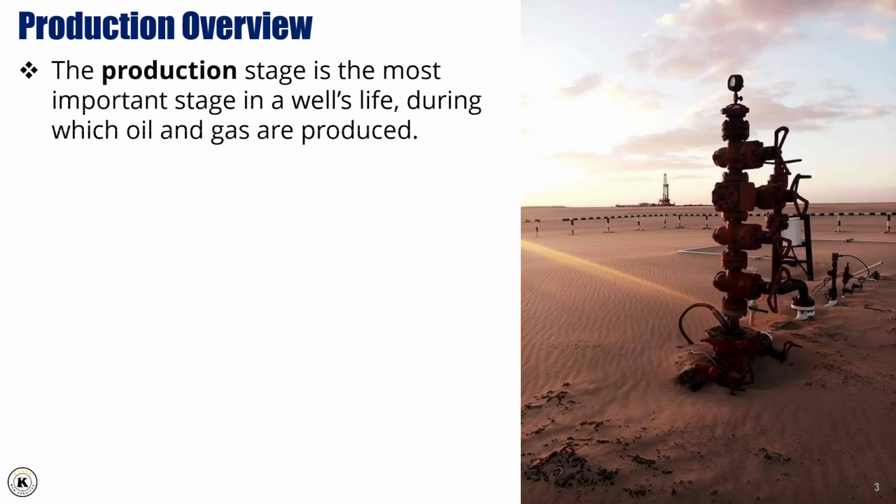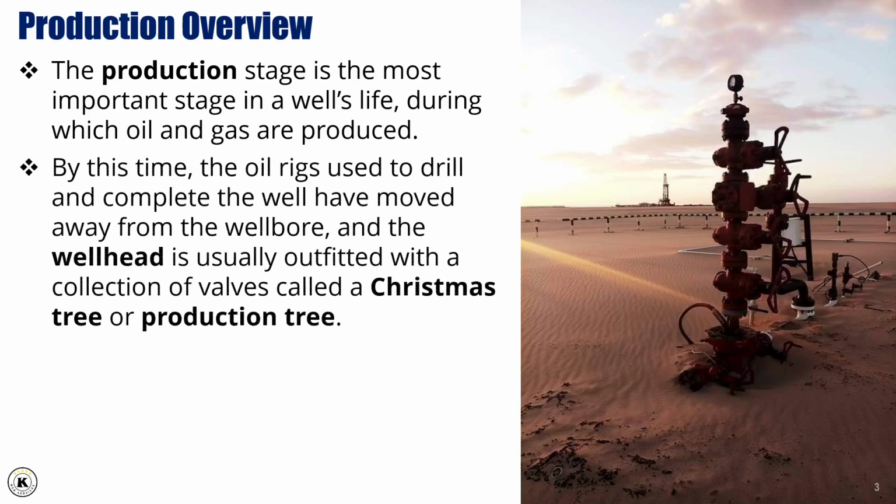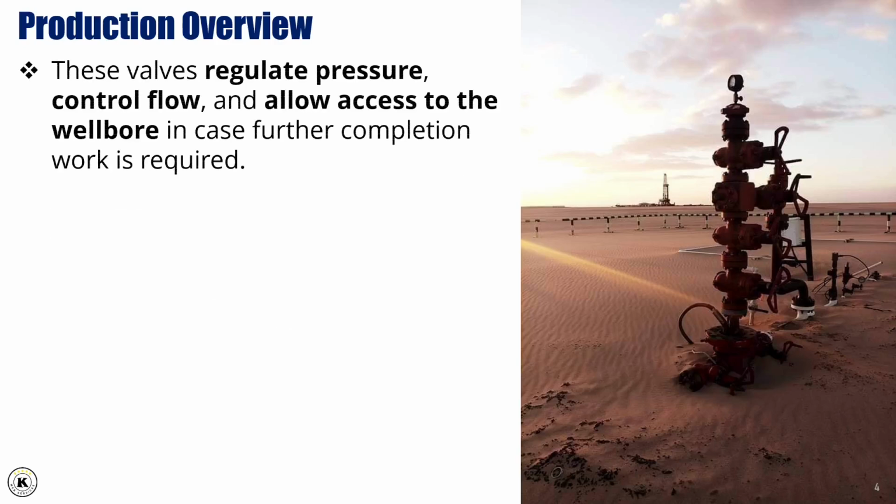The production stage is the most important stage in a well's life, during which oil and gas are produced. By this time, the oil rigs used to drill and complete the well have moved away from the wellbore, and the wellhead is usually outfitted with a collection of valves called a Christmas tree or production tree. These valves regulate pressure, control flow, and allow access to the wellbore in case further completion work is required.